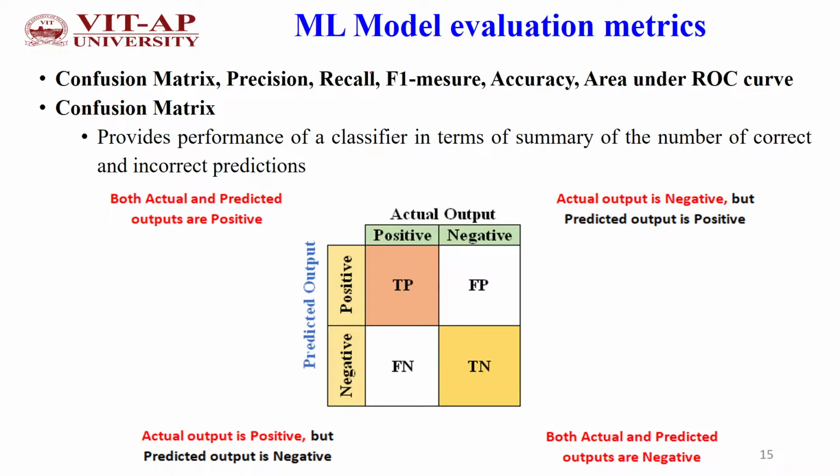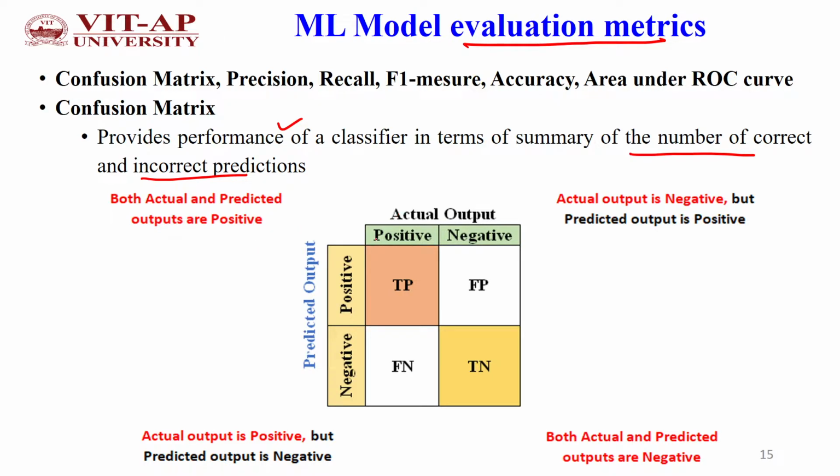Then there are the evaluation metrics to evaluate the model. The first one is the confusion matrix. The confusion matrix is used to measure the performance of a model based on a summary of the number of correct and incorrect predictions.